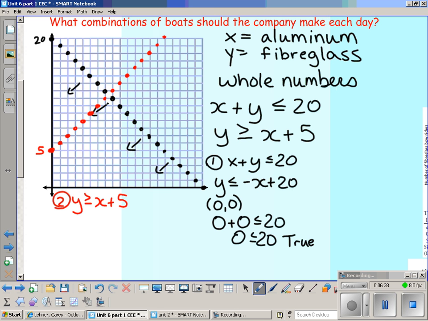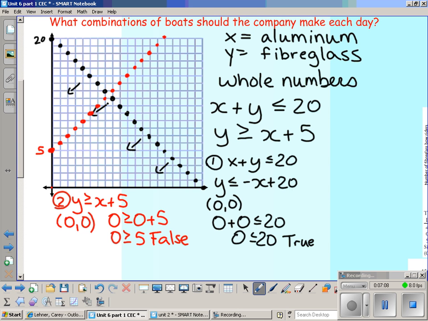So now what we have to do is determine whether we are going to stipple above or below this line. So we can choose our test point, let's say 0, 0. So we're going to have 0 greater than or equal to 0 plus 5. So 0 is greater than or equal to 5. Is that a true statement? No, 0 is not greater than 5. It's a false statement. So we are not going to be stippling where 0, 0 is.